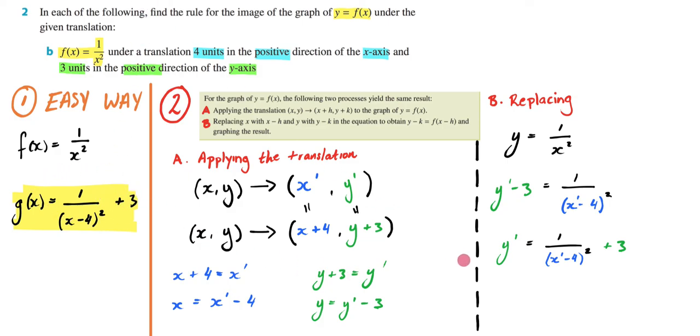So the final step I could say is that my new function is going to equal 1 over x minus 4 squared plus 3. So that is the answer to question 2b of exercise 7a. Hopefully this has been helpful to you.